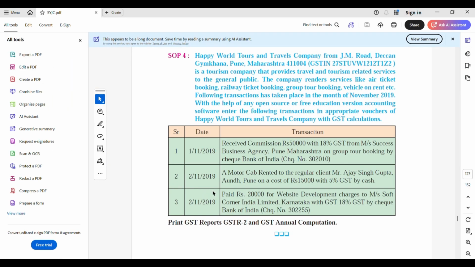Now the last transaction is telling paid rupees 20,000 for website development charges to MS Soft Corner India Limited, Karnataka. Now please note, this is interstate, so IGST will be applicable. We are purchasing the services, and that's why we are paying this amount as charges. So we have to create three ledgers: website development charges, MS Soft Corner India Limited ledger, and IGST. So let's start.